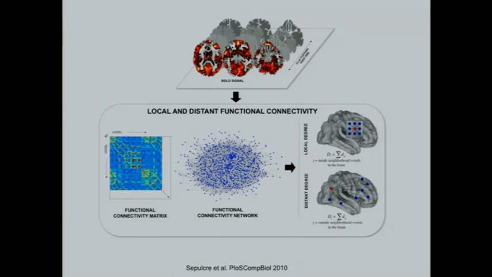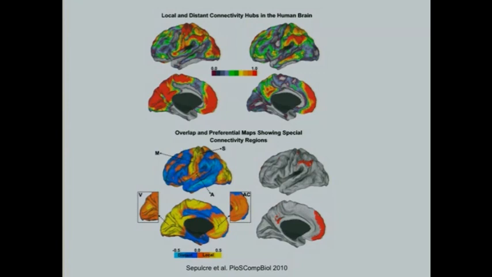Another contribution that we made was to characterize the most important regions of the brain that have local and distant connectivity. At the analytical level, we segregated the local and distant connections for each voxel in the brain, taking into account the different levels of neighborhoods. And what we found is that this really simple property of segregating the predominance of local and distant connections accounts for the separation of primary regions and heteromodal regions.